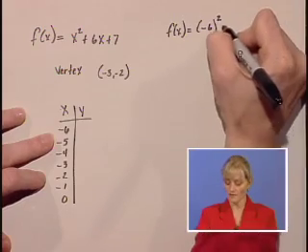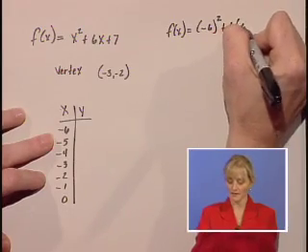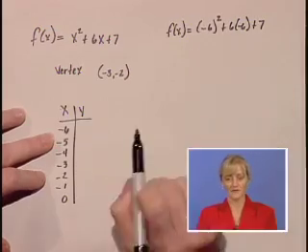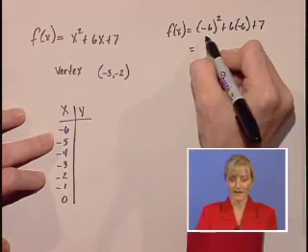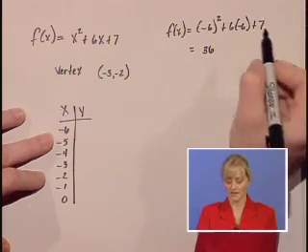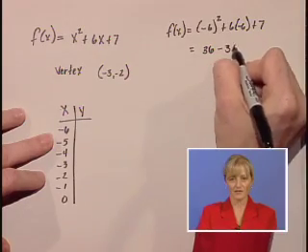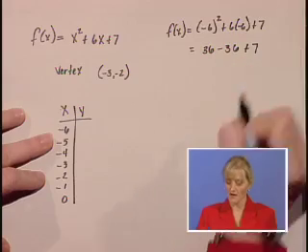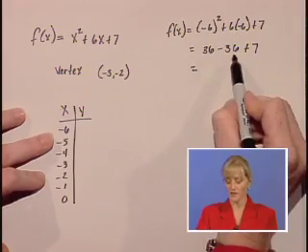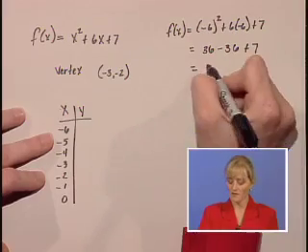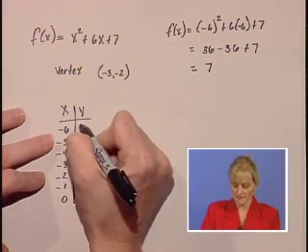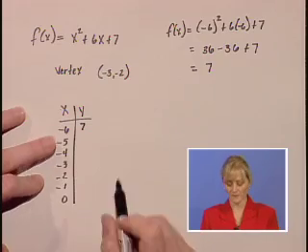Negative 6 squared plus 6 times negative 6 plus 7. Simplifying the right-hand side, negative 6 squared is 36. 6 times a negative 6 is a negative 36. And our last term is 7. Simplifying again, 36 minus 36 is 0, plus 7 is 7. So when x is negative 6, y is 7.